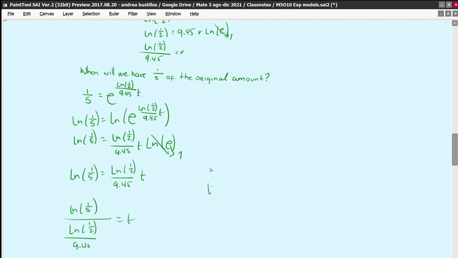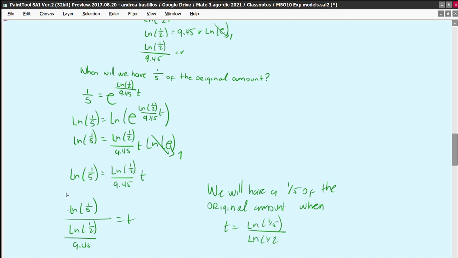So we will have a fifth of the original amount when t equals this ugly looking number. I can even simplify this more and apply a change of base law. So this is going to be 9.45 times this. You can check it by yourself.